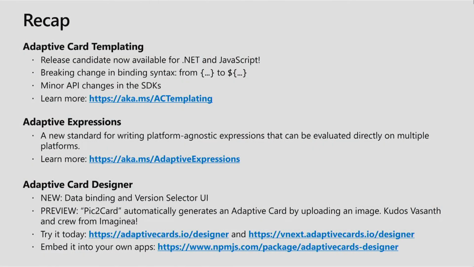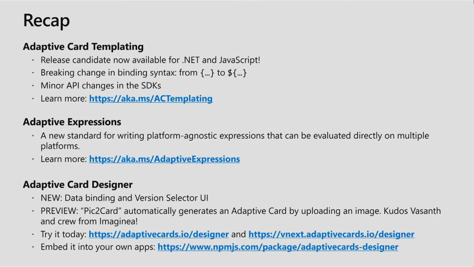Hopefully you now have a better understanding of what the heck templating is and how it can save you a bunch of time. And as a quick recap of everything we just saw, we've got three major initiatives to really close on. The first is adaptive card templating, and we're very excited to tell you that the release candidate is now available for .NET and JavaScript. So you can get started today, and hopefully in the next month or so, we'll have everything you need to really start using templating in production. There was a minor breaking change in the syntax. We added a $ sign to be a little more standard with some other binding languages. And there were some minor API changes in the SDKs, but they should all be pretty easy to fix.